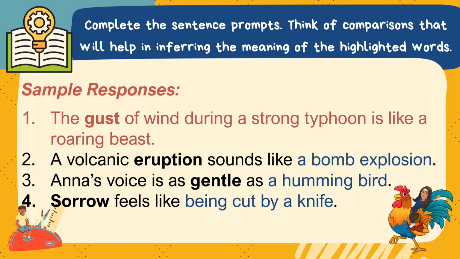The gust of wind during a strong typhoon is like a roaring beast. Here, we compare the gust of wind to a roaring beast. For number 2, a volcanic eruption sounds like a bomb explosion. We compare volcanic eruption to a bomb explosion. Number 3, Anna's voice is as gentle as a hummingbird. Here we compare Anna's voice to a hummingbird. And number 4, sorrow feels like being cut by a knife.